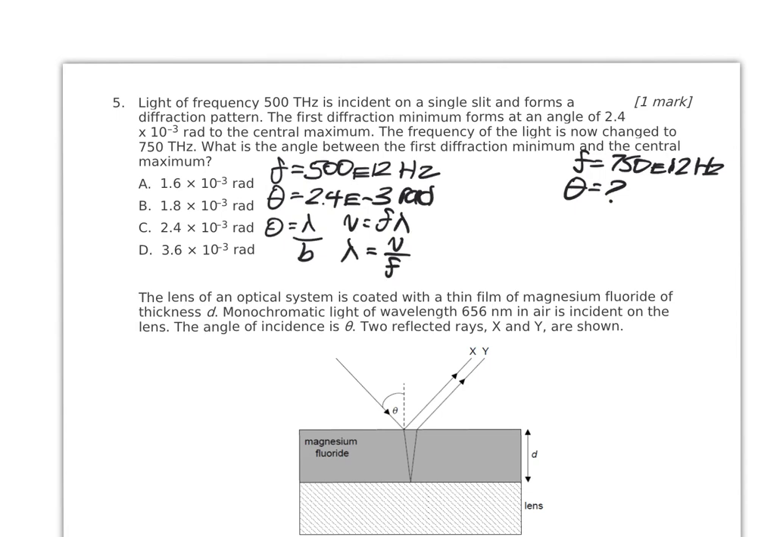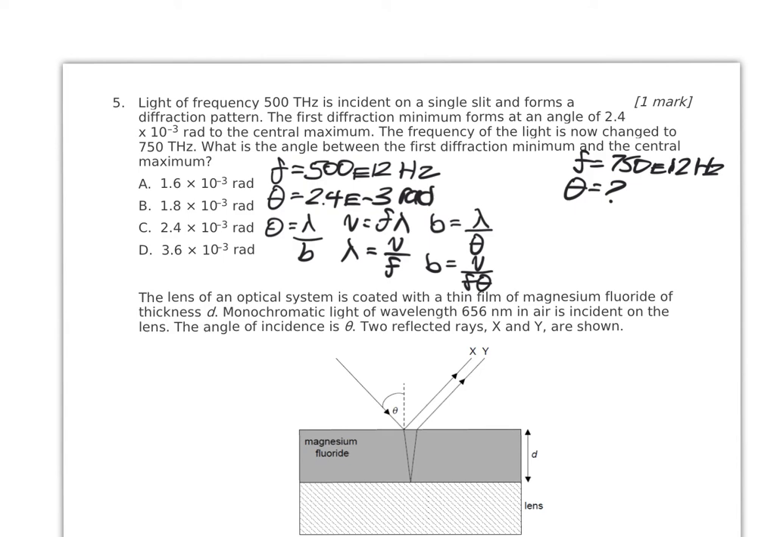Now I want to solve for B. If theta is lambda over B, then B is lambda over theta. And lambda is the speed of light over its frequency. So that leaves us with the slit width being the speed of light divided by the frequency times the angular displacement.